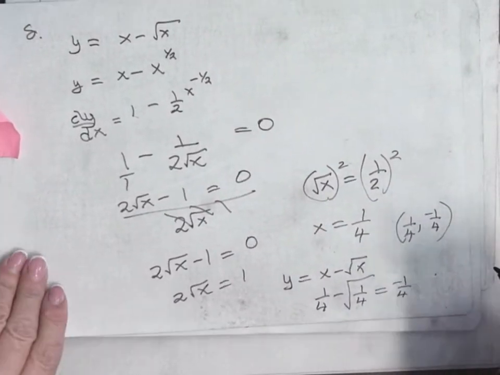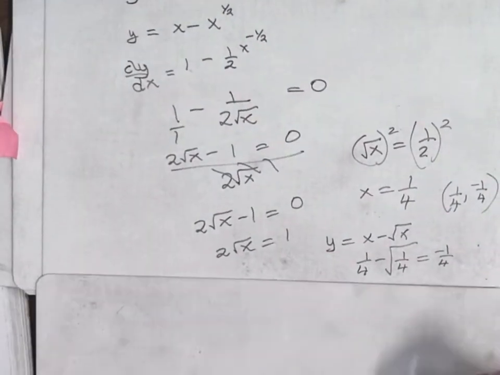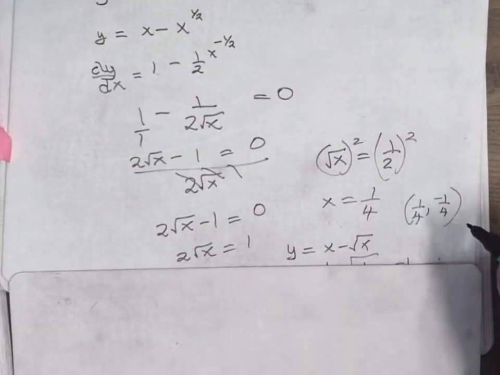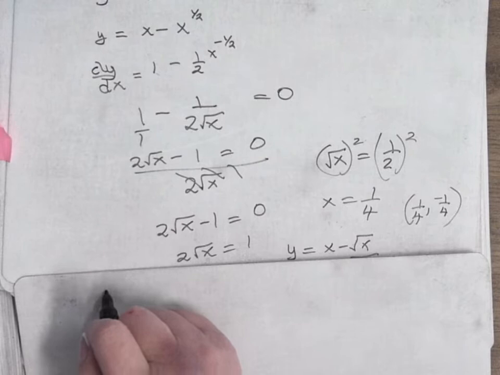Okay, so I need to use the d2y dx2. So I have to get d2y dx2, I have to fill in the x, right? And if it's greater than 0, it's a min, and if it's less than 0, it's a max, right? How do I know that? I have to learn it, right? Okay, so I have to get d2y dx2.